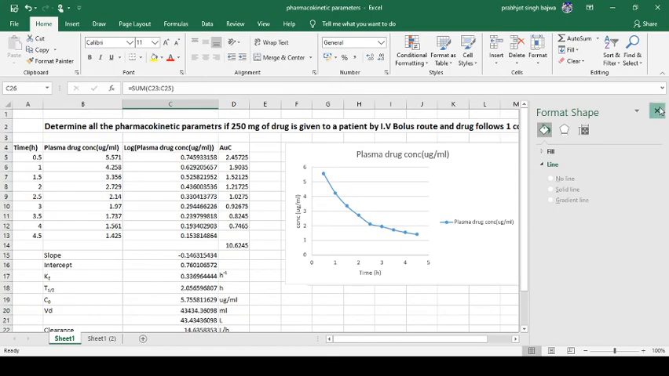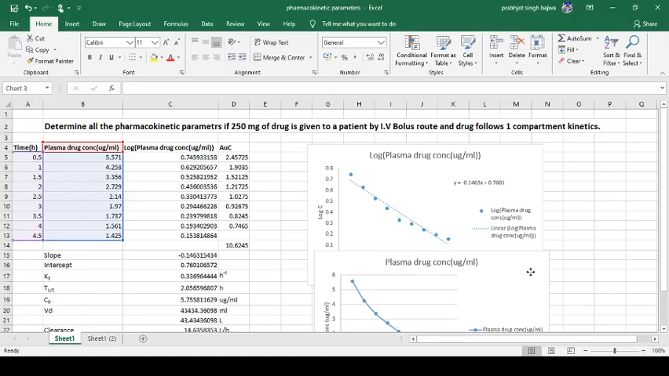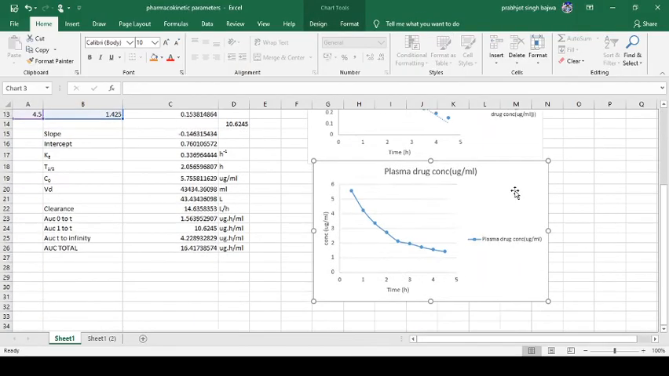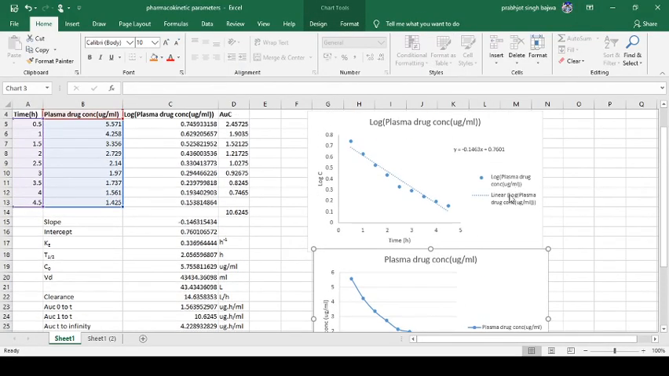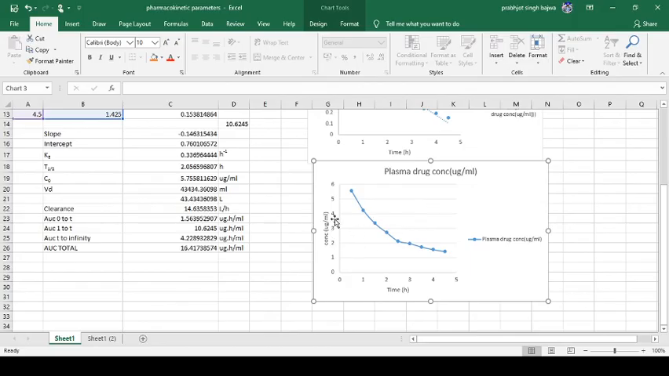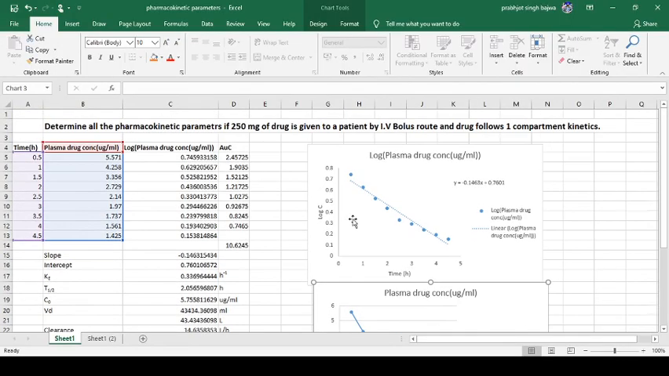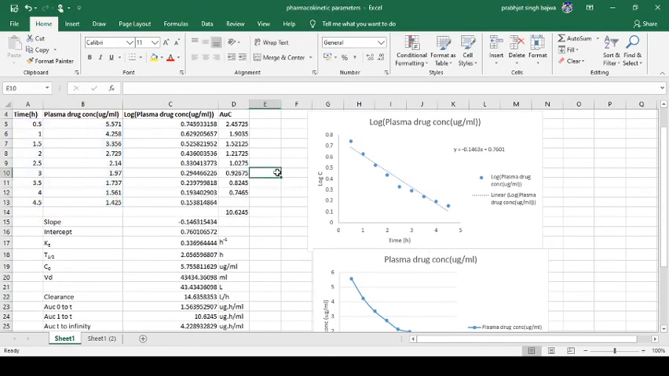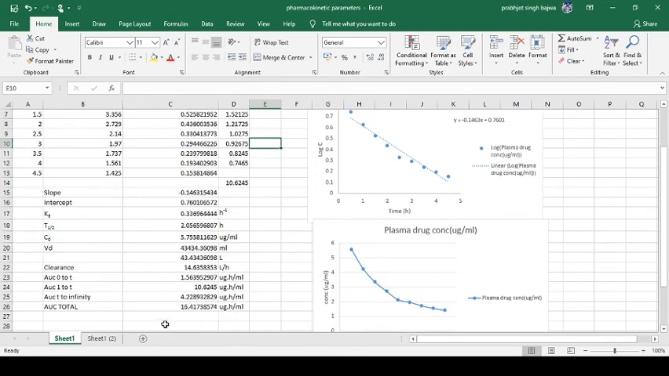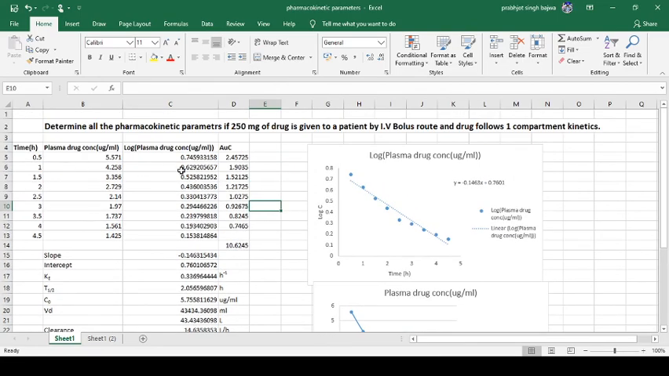So in this way we can calculate the various pharmacokinetic parameters. As we can see from the graphs, the semilog graph is a straight line and the normal graph is a curve. So this shows that this drug follows first order kinetics. Okay, so all the parameters have been calculated: Ke, T half, C naught, Vd, clearance and area under the curve from the given data.